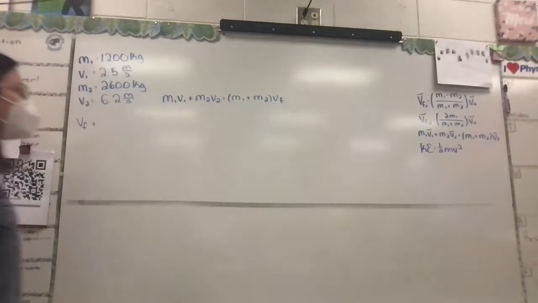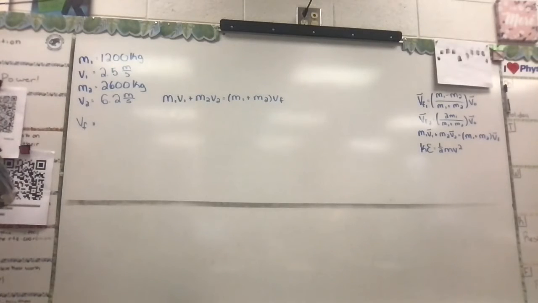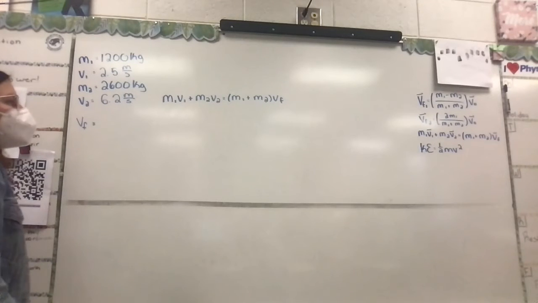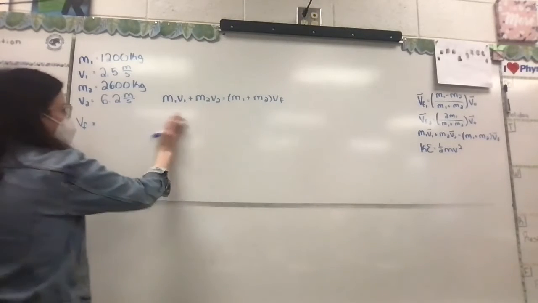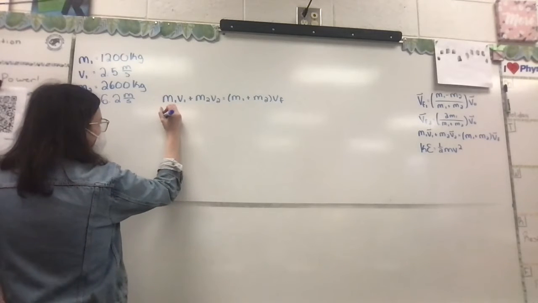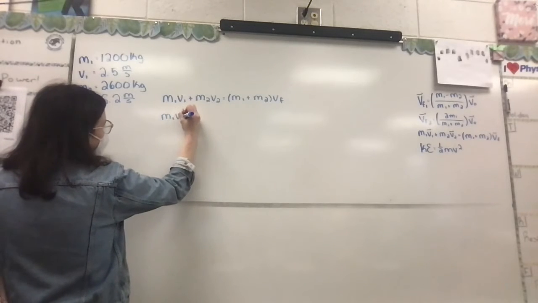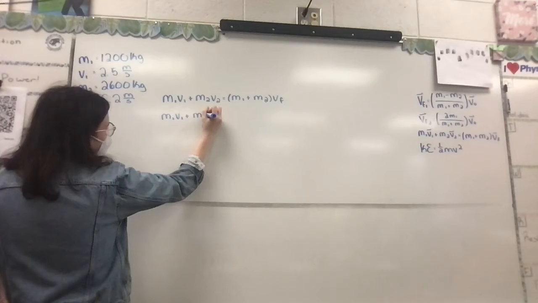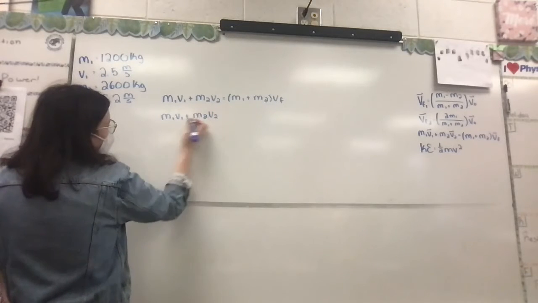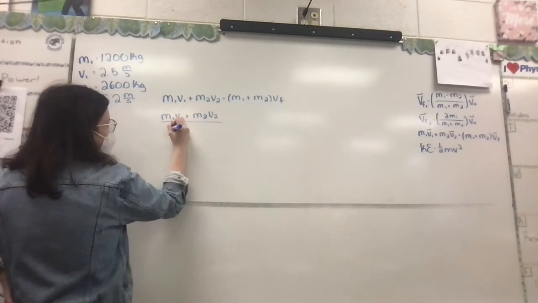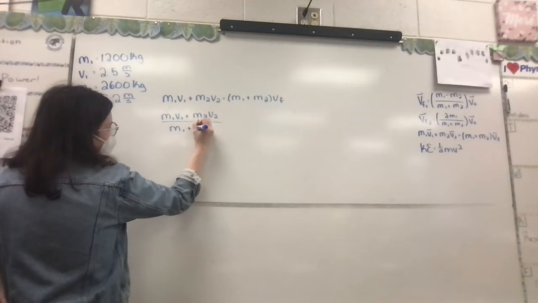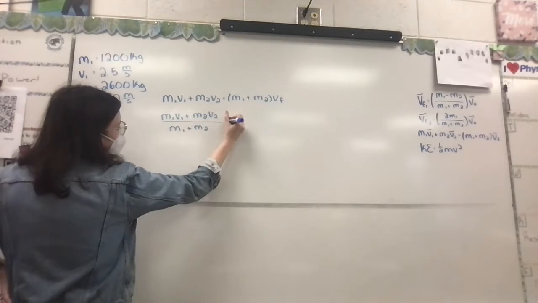All righty. Is anything equal to 0 this time? No. Nope. Okay, and what are we trying to find? Final velocity. Okay, we still only have to do one thing, though. What's the one thing we have to move? Divided by M1 plus M2. Yeah, we just have to divide by M1 plus M2. Is this starting to make more sense, you guys? Yes. Awesome.